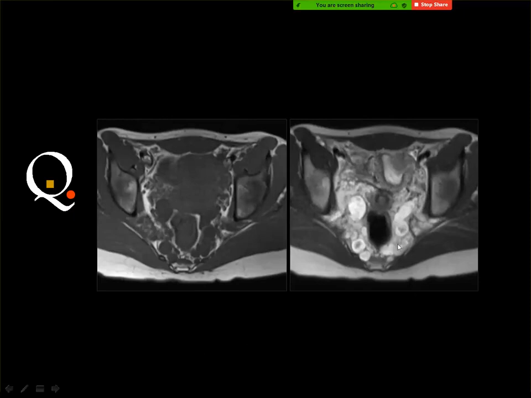Yes, in this T1 and T2 of the pelvis, there are multiple nodular lesions surrounding the rectum. And in the T2 weighted image, you see this classic sign.